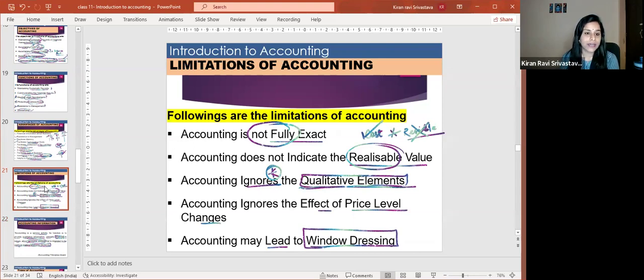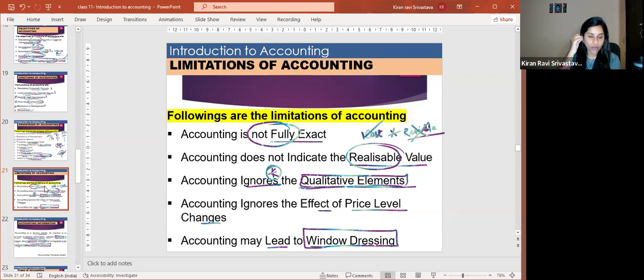If the manager had to do a deal for the company and he had a fight with his wife before coming to the company, and because his mood was off, they lost the deal. Now, this was a loss to the business, but it was a qualitative element. How much loss will happen because of the fight cannot be estimated here. So this is a qualitative element.